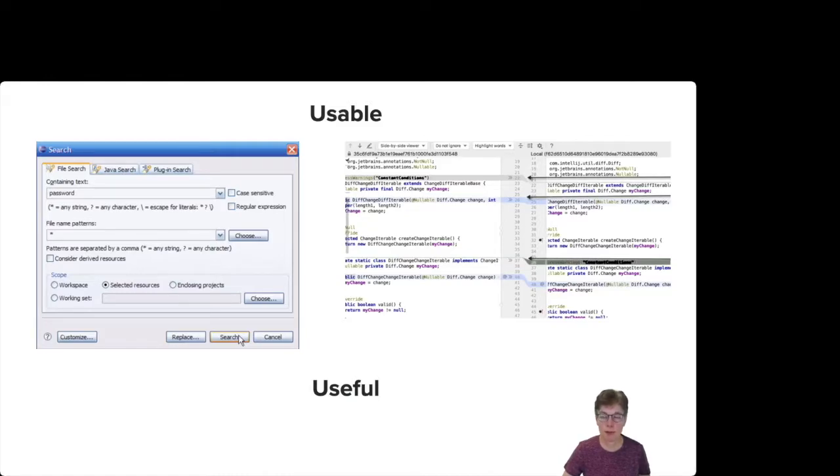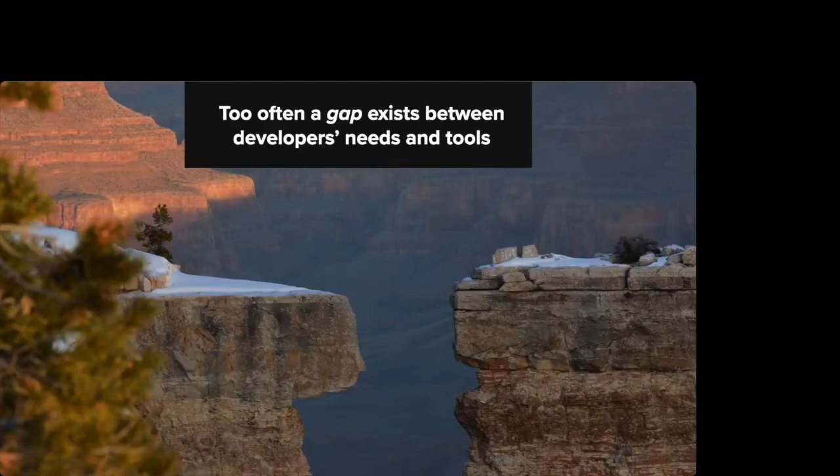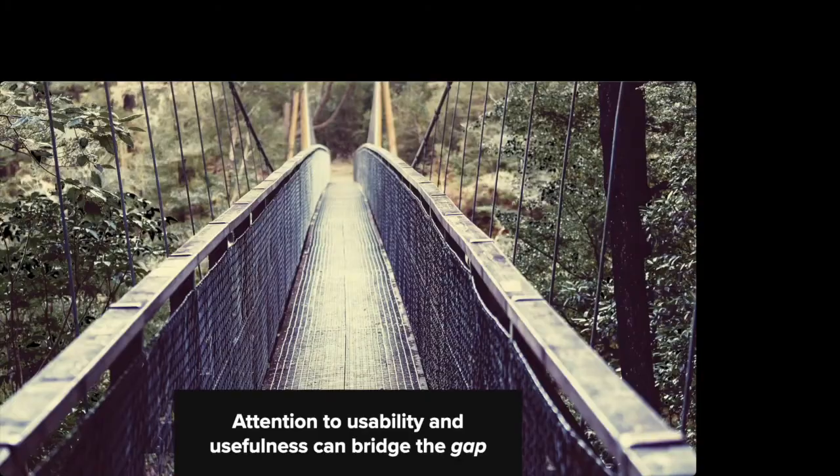Here are two tools that many might consider useful: search on the left and a file comparison on the right. Yet, are these two software tools usable? Well, developers certainly need to search the code and understand differences between the versions of two files. All too often a gap exists between such needs and the tools that are provided to developers to satisfy those needs. In this talk, I contend that attention to the usability and usefulness of software tools can help bridge that gap and can lead to tools that are used.